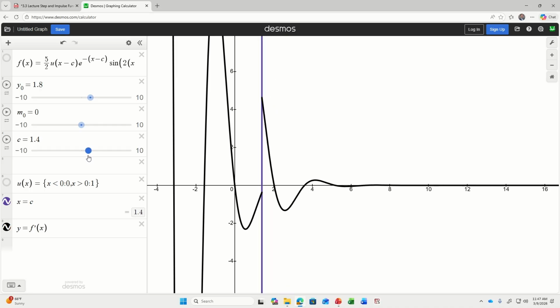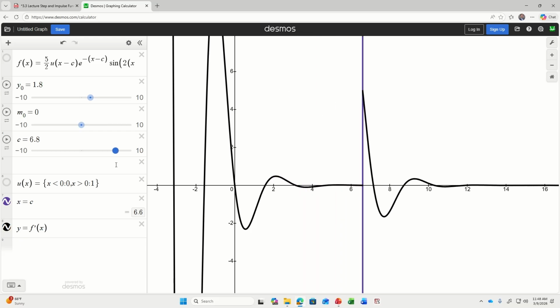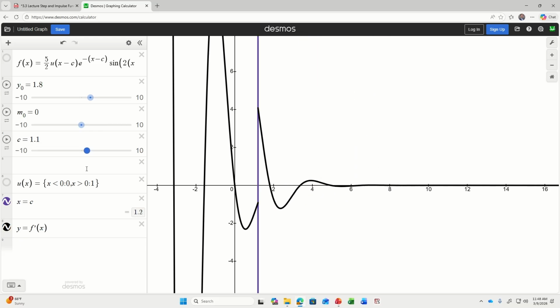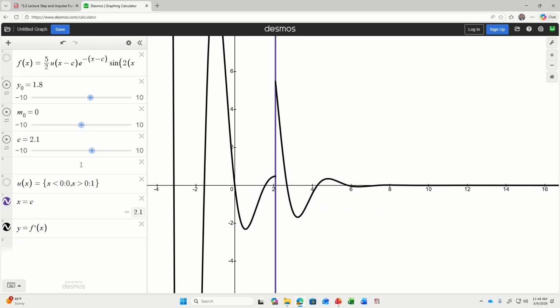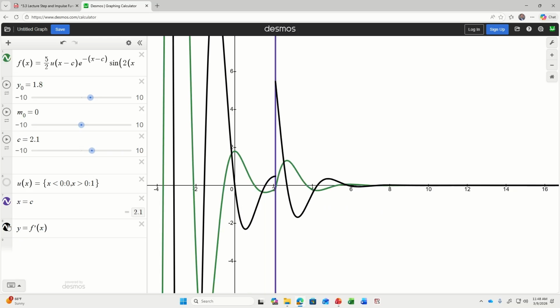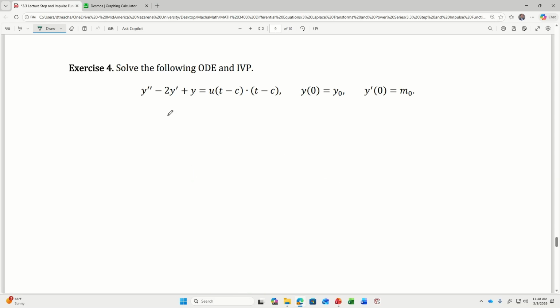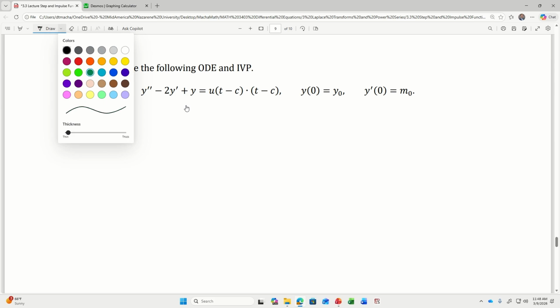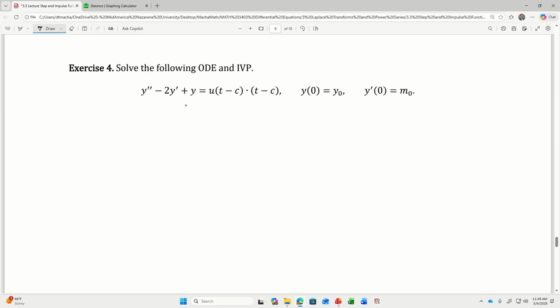That kind of makes sense. That's how it should be. There's actually a step change in the velocity. Okay. We probably don't have enough time to finish this example, but let's talk about what the forcing function is going to look like, and we'll see how far we can get.